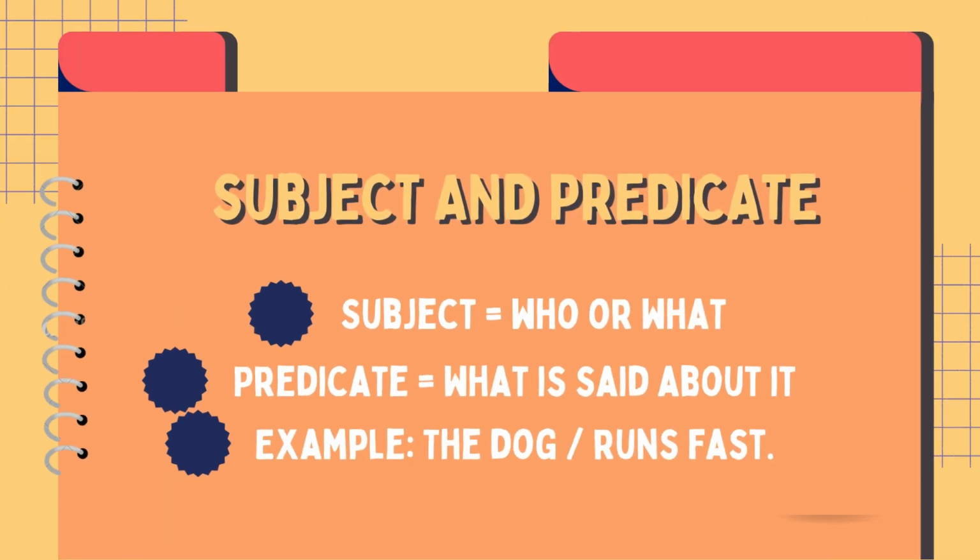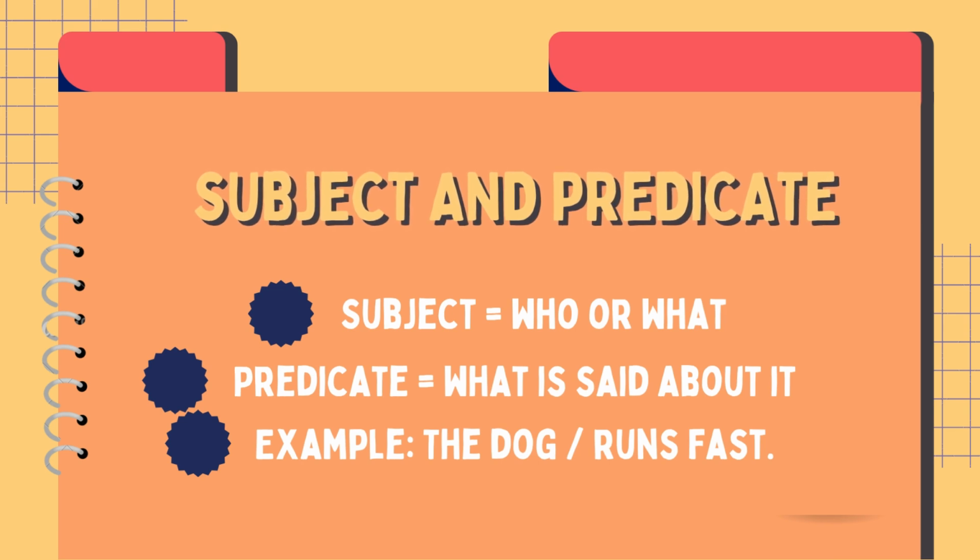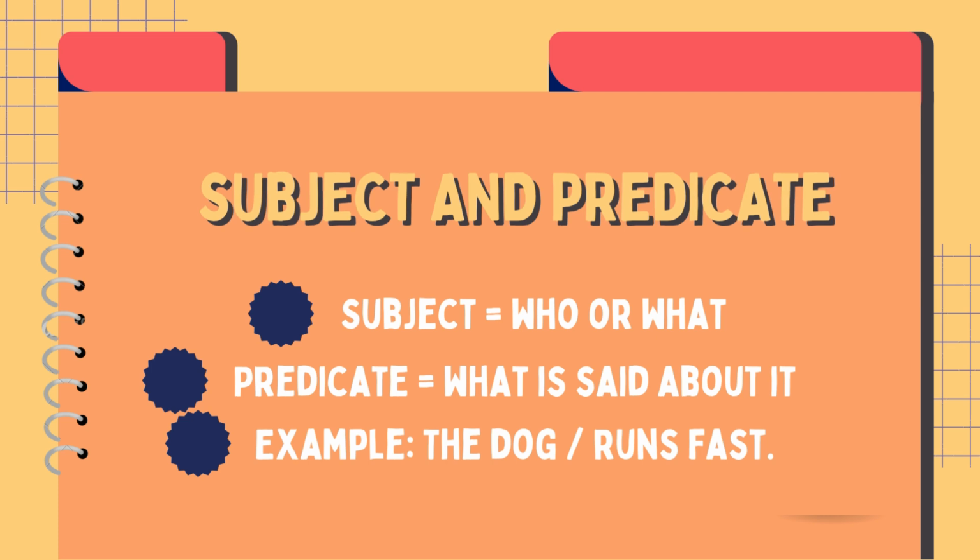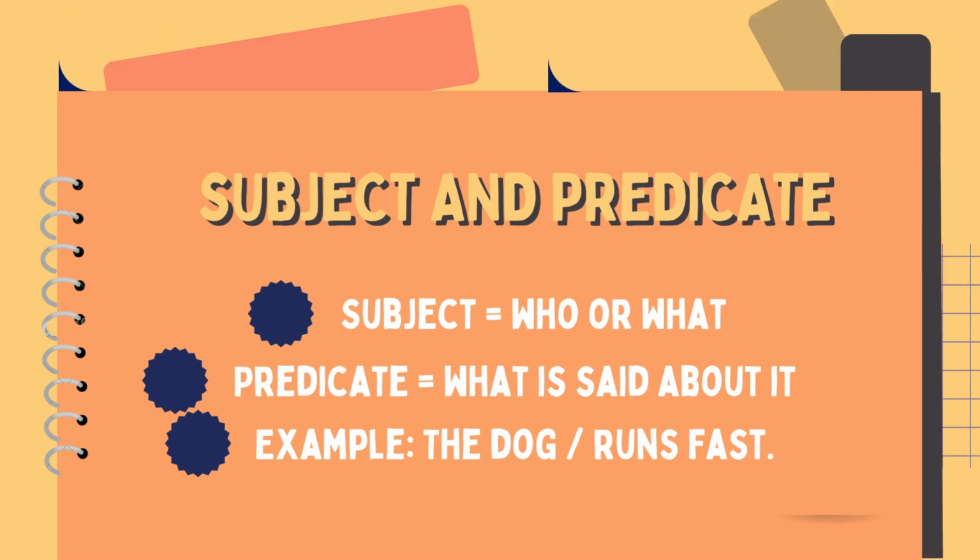Every sentence has two main parts, the subject and the predicate. The subject tells us who or what the sentence is about. The predicate tells us what the subject does or is. For example, in the dog runs fast, the dog is the subject, and runs fast is the predicate.